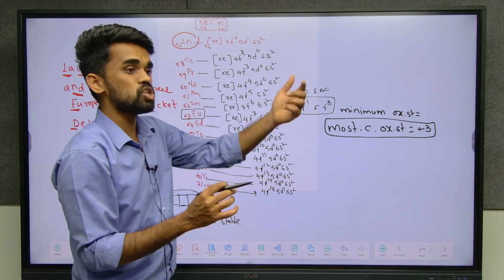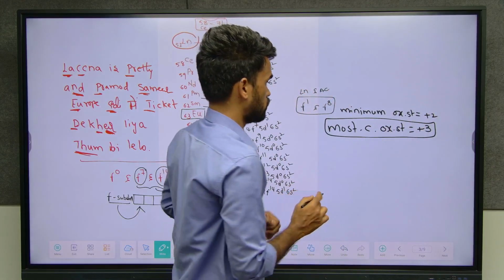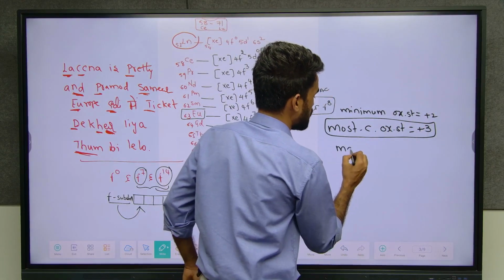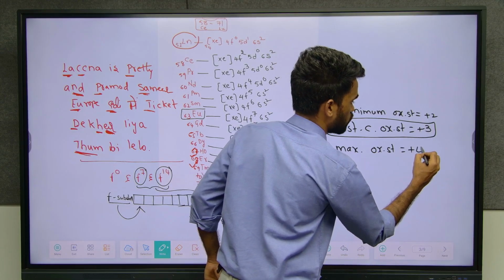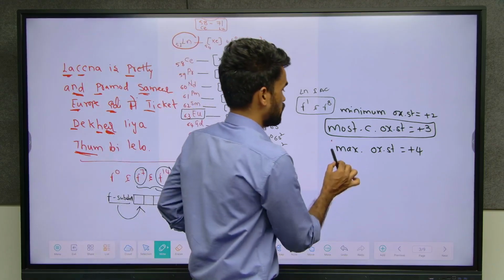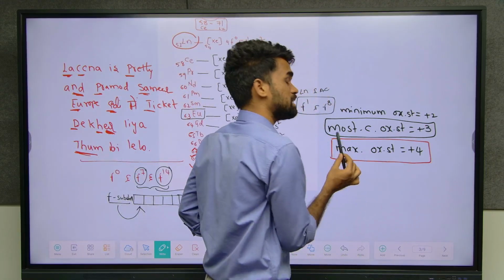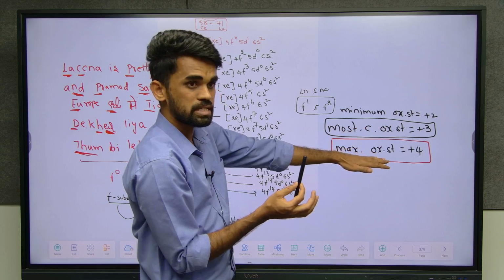But with some charge means it should be +2. What is the charge? +2. And the maximum oxidation state is +4. What is the maximum oxidation state of lanthanides? +4. So for actinides it will be +7, but now we are talking about lanthanides, so what is the maximum oxidation state it will show?